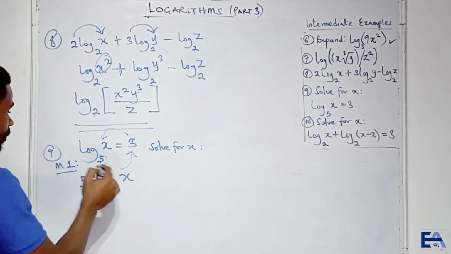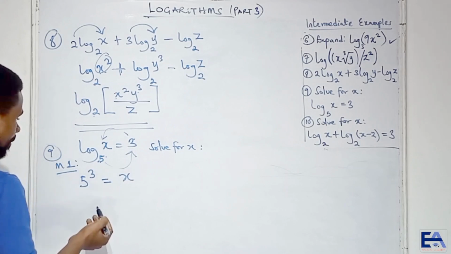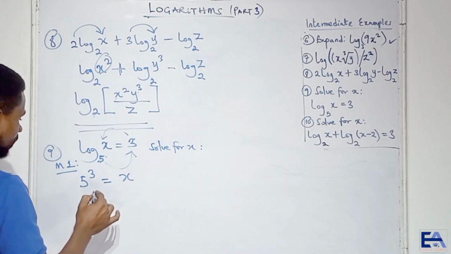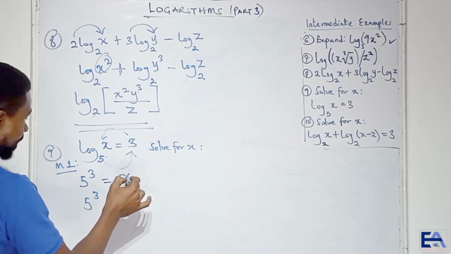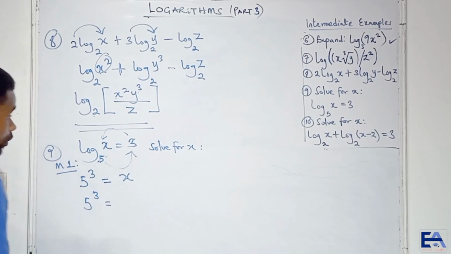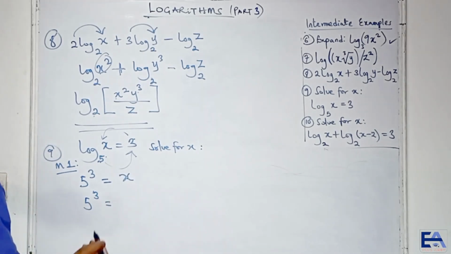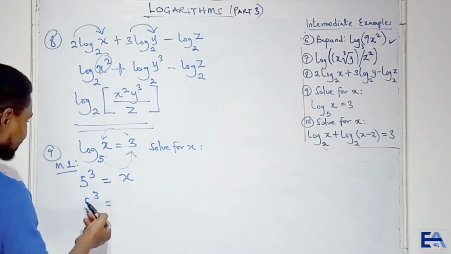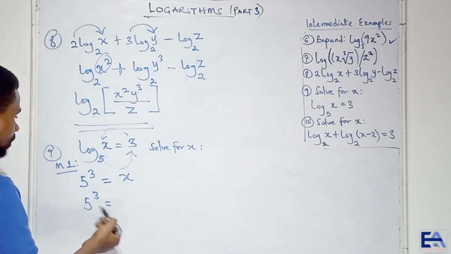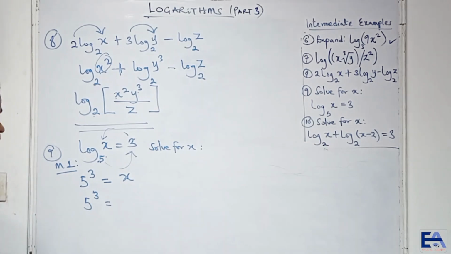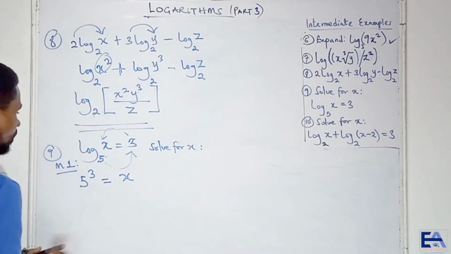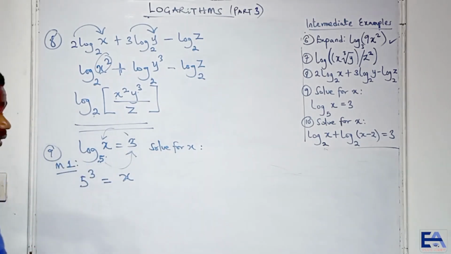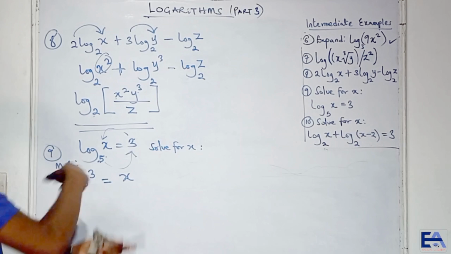Method 1, 5 raised to power 3 then as x, right? Good, so you have it as 5 raised to power 3 is equal to x. Since you want to solve for x and you don't know what x is, you can apply the law of indices in an attempt to make the two of them the same. You cannot make the two of them the same. Please pardon me, but you can reverse it.